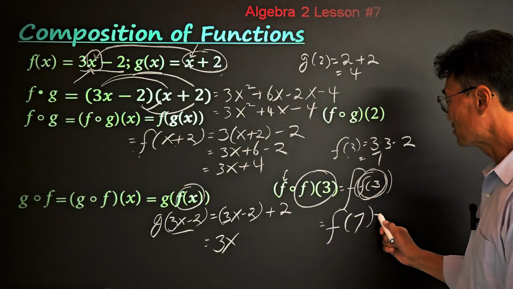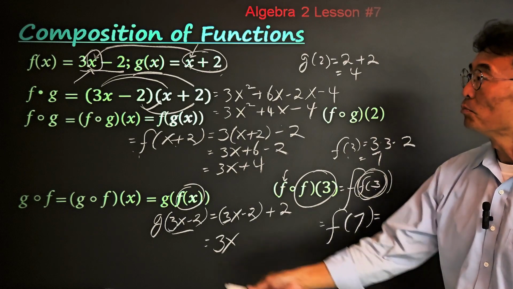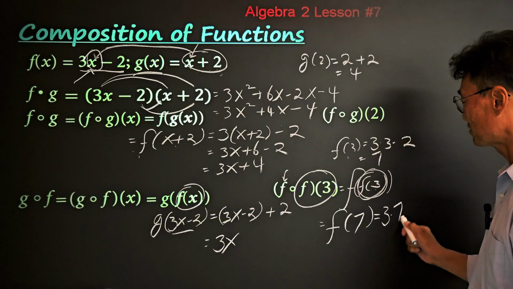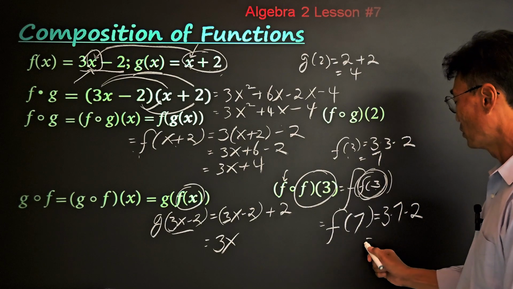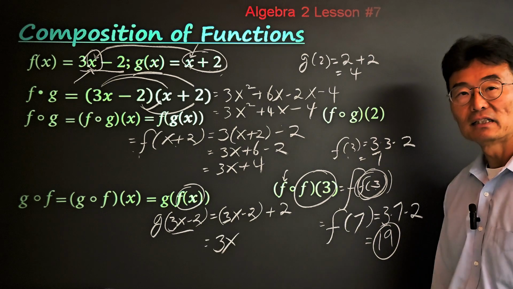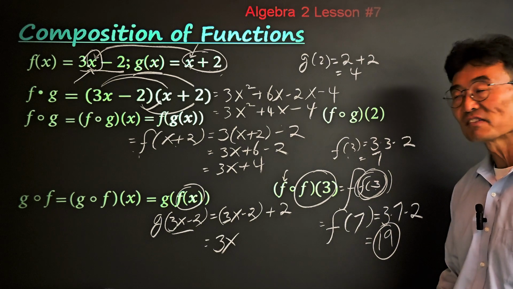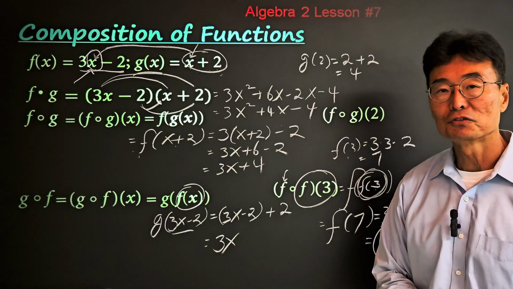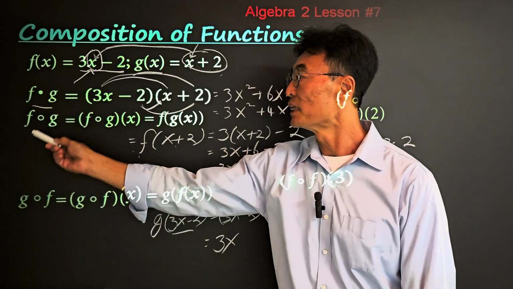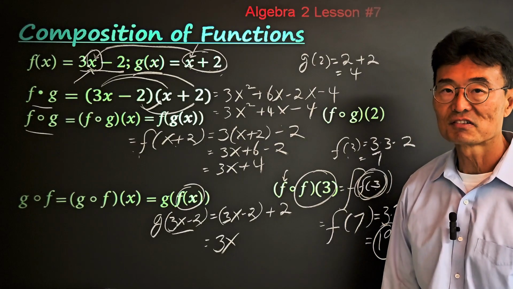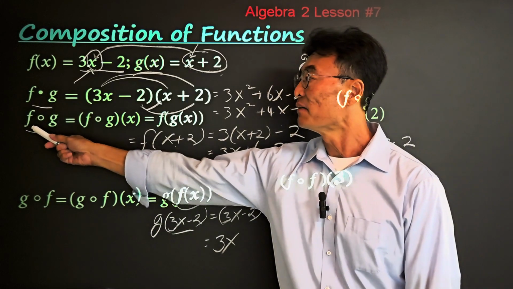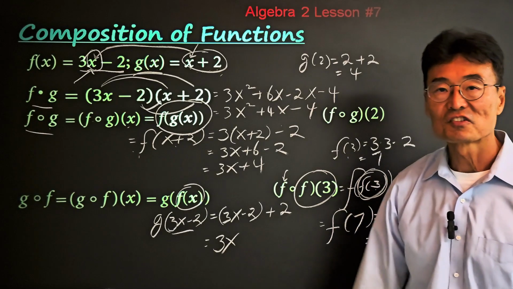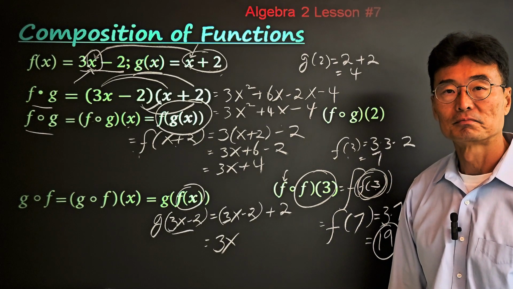Then to finish it up, we take the 7, plug it into the x of the f of x function, where it's going to be 3 times 7 minus 2, or simply 19 as the final answer. So in this lesson, first I gave you an example of the multiplication of two functions to show you the difference between the multiplication and the composition of functions, and how to rewrite the f of g into f of g of x.